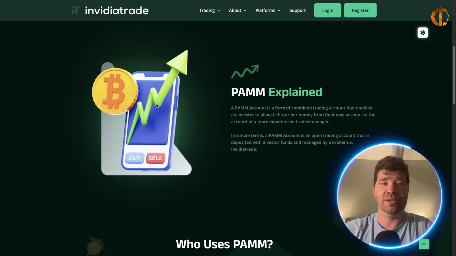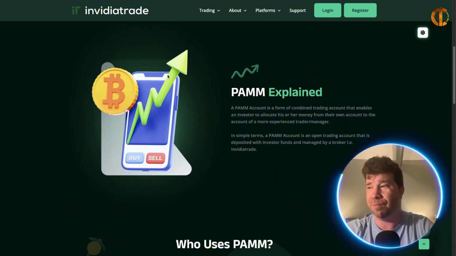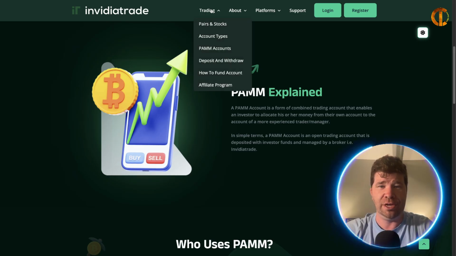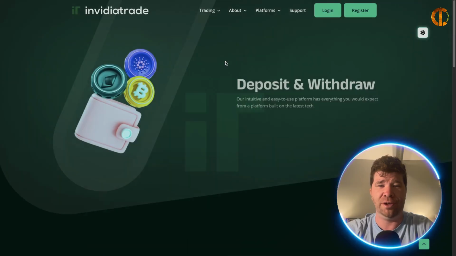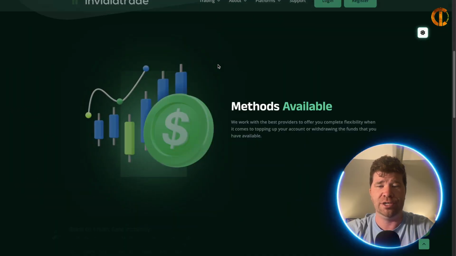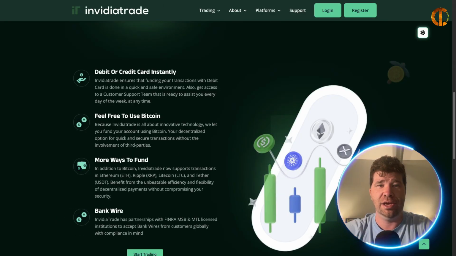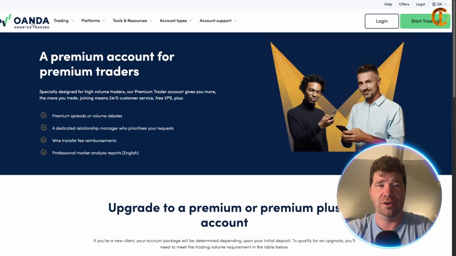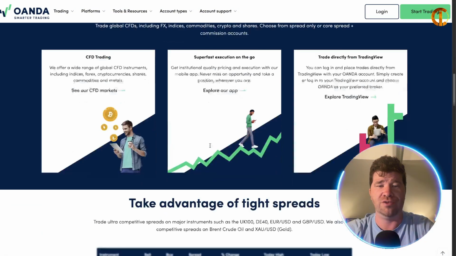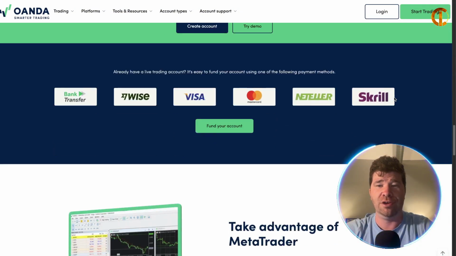Whenever it comes to Invidia Trade, it makes things super easy and simple. Deposit, boom, easy and simple. If we take a look here, you guys will see deposit and withdrawal. Obviously that's going to be very important. You should see that they have many different methods available. We took a look on the main part of the website, and if we scroll down, they talk about how you can deposit.